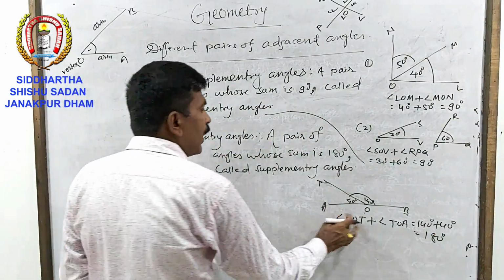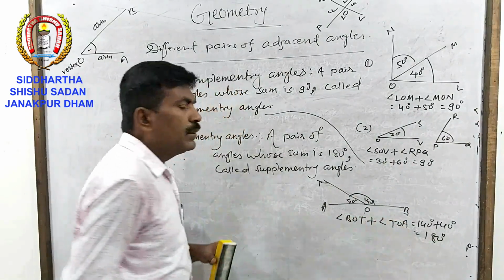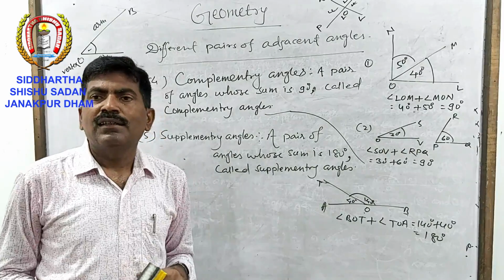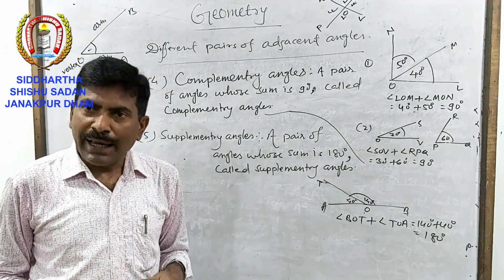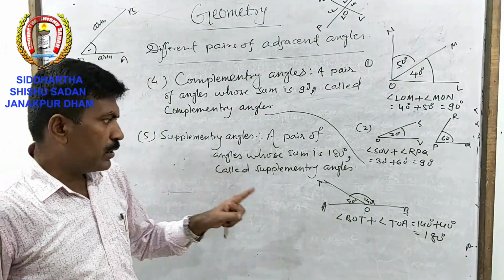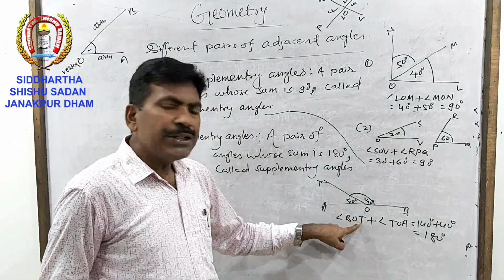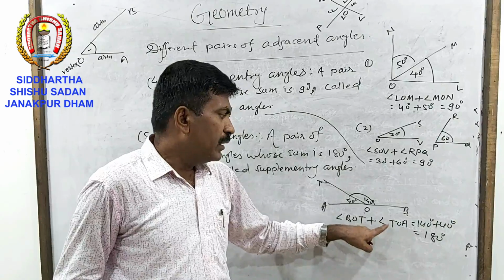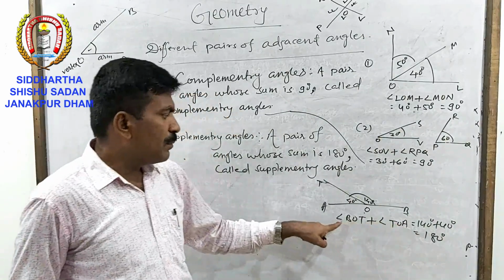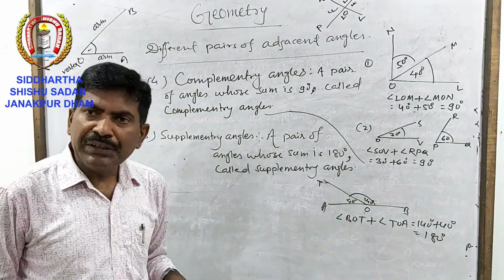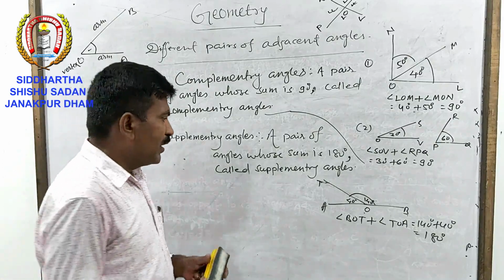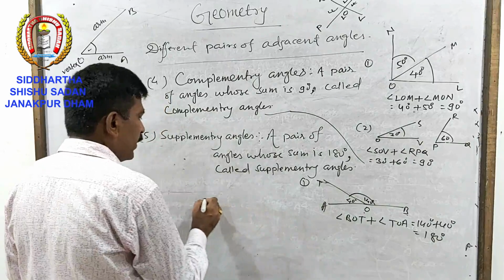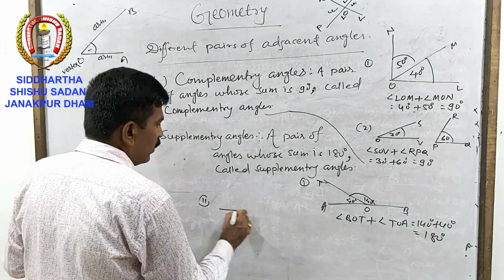That means these two angles are known as the supplementary angles. And note, angle BOT is supplement of angle TOA, and angle TOA is a supplement of angle BOT. Right? So now another example we can, example number 1 and example number 2 is here.